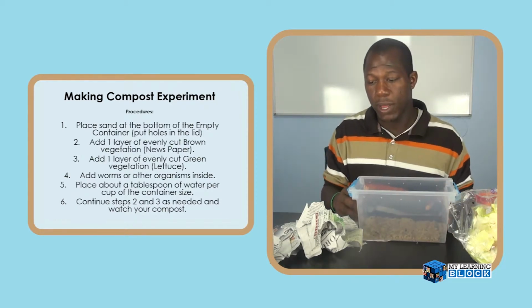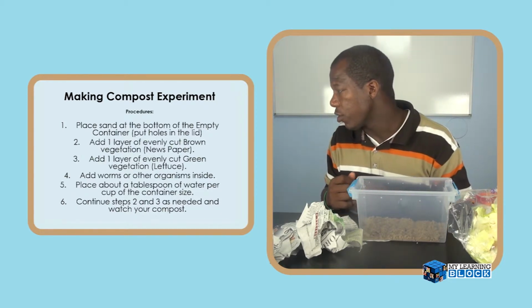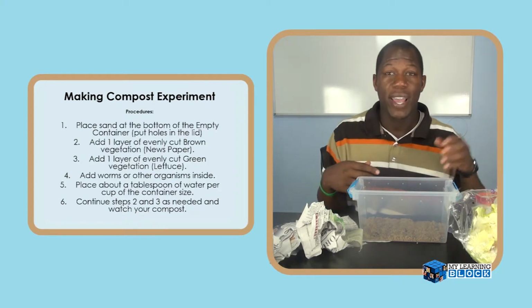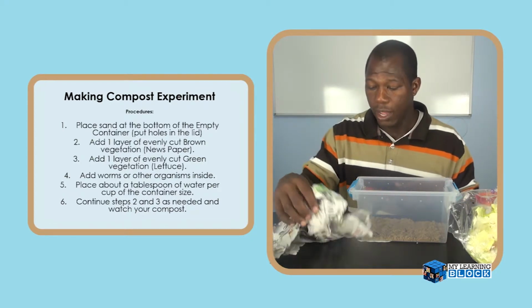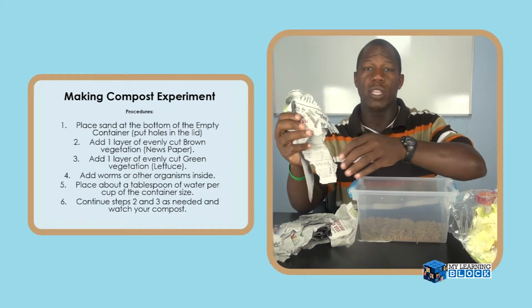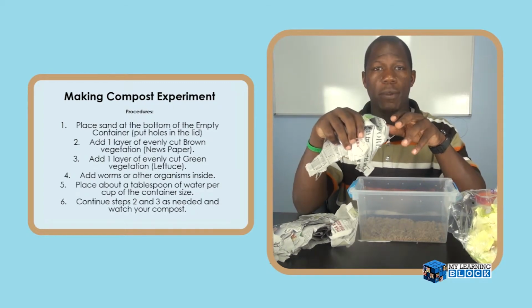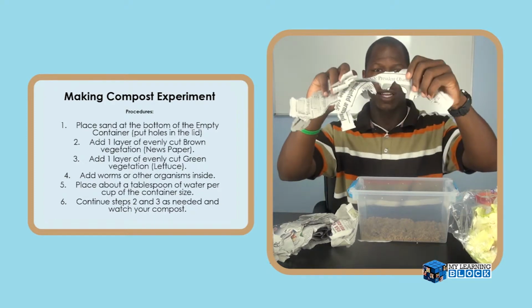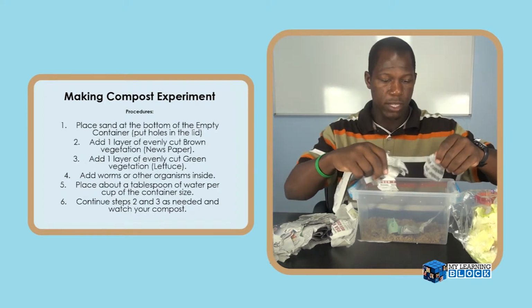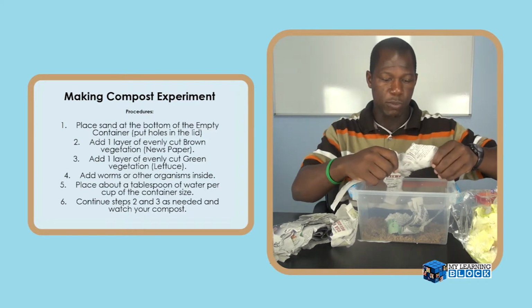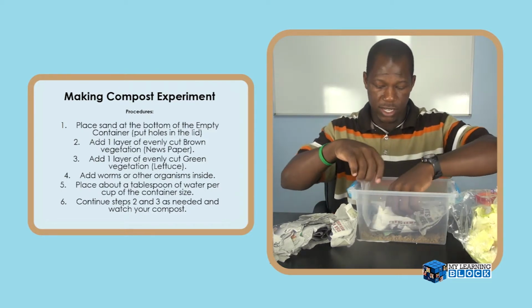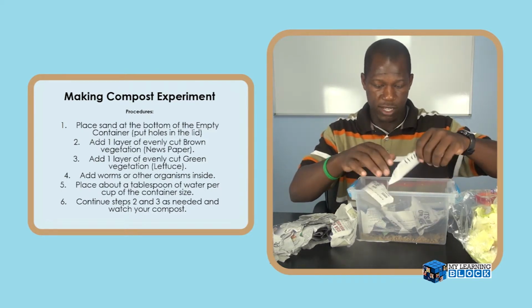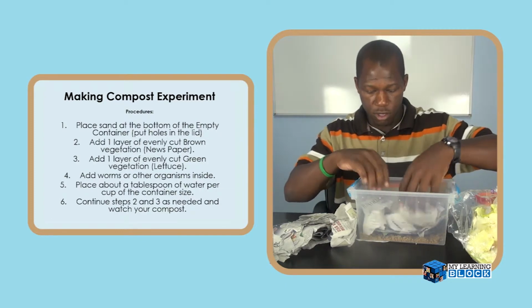So we have sand on the bottom. Then we're going to create layers of brown and green vegetation. So what I'll do is I'll start off with these wood chippings or with the newspaper. You want to make sure you cut them all to relatively the same size. So I've kind of ripped them, and I'm still ripping them, to make a specific size, such as the one I have done now. And I see I haven't ripped it all great yet.